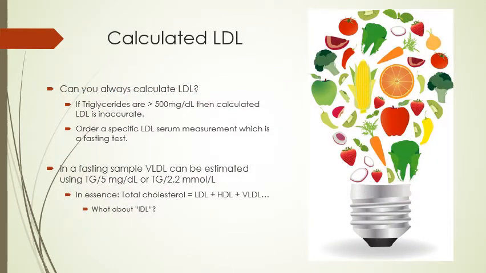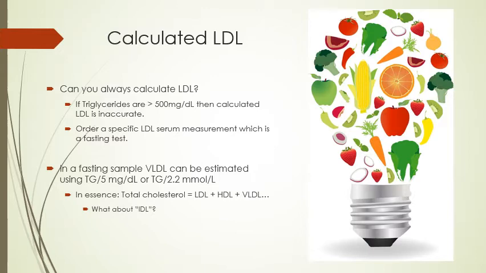So first, can you always calculate the LDLs? Generally, unless the triglycerides are greater than 500 milligrams per deciliter, then your calculated LDLs are inaccurate, and at that point you have to order a specific LDL serum measurement, which is a fasting test. So part of that reason, again, goes back to the fact that when we talk about total cholesterol, we're talking about a bunch of different lipoproteins, right? So LDLs plus HDLs plus VLDLs and other lipoproteins, things like IDLs.